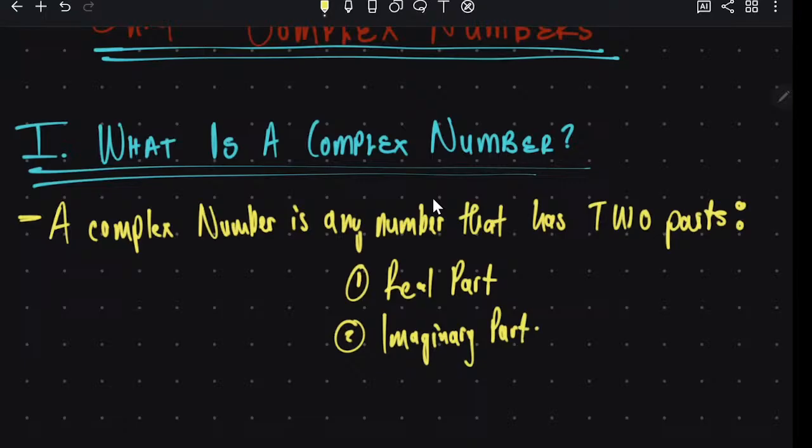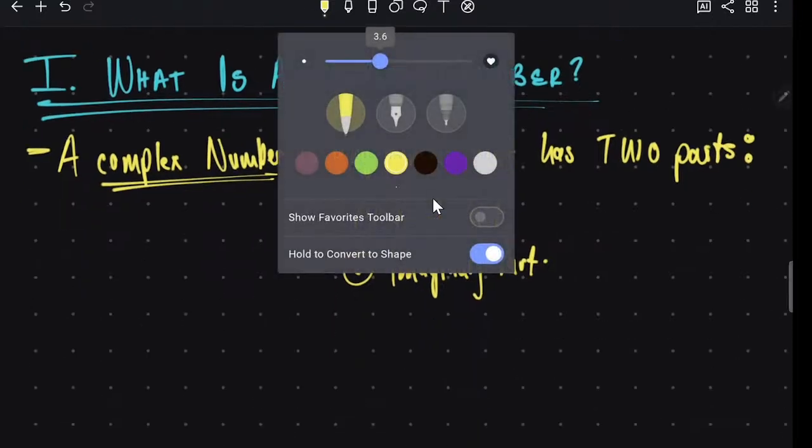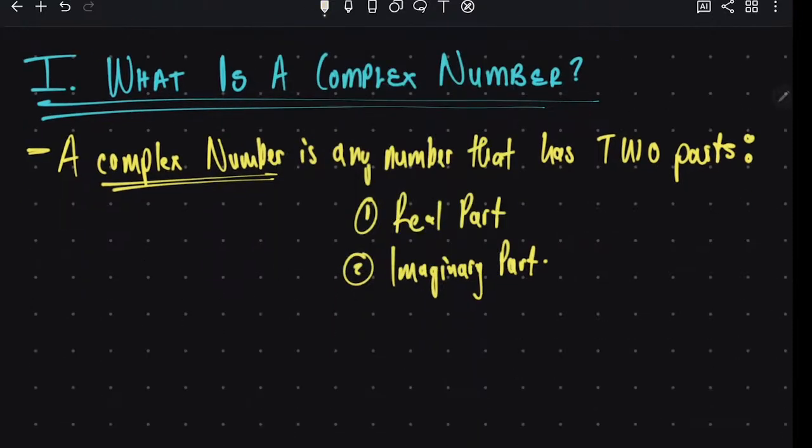So a complex number has these two combined. It will have a real part and an imaginary part put together. Then we will say, wow, now we have a complex number. Anytime you see a real part and an imaginary part come together, then we now have a complex number. Now I want you to write this.